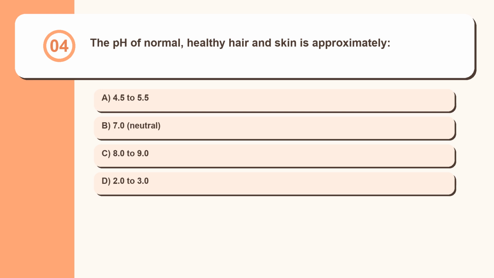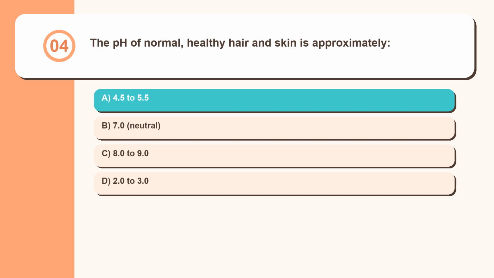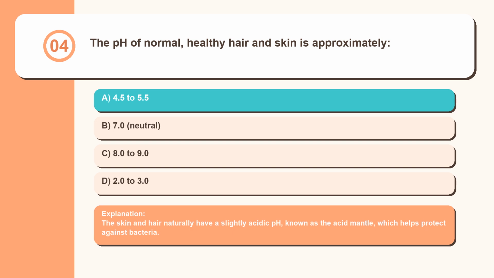Question 4. The pH of normal, healthy hair and skin is approximately 4.5 to 5.5, 7.0 neutral, 8.0 to 9.0, 2.0 to 3.0. The skin and hair naturally have a slightly acidic pH, known as the acid mantle, which helps protect against bacteria.